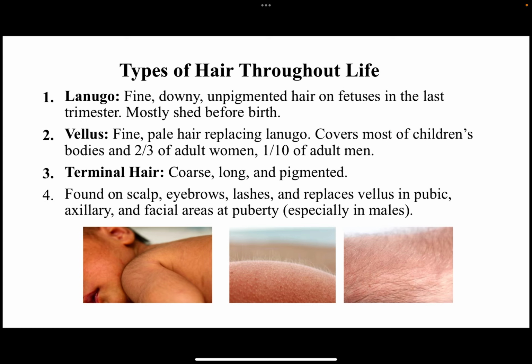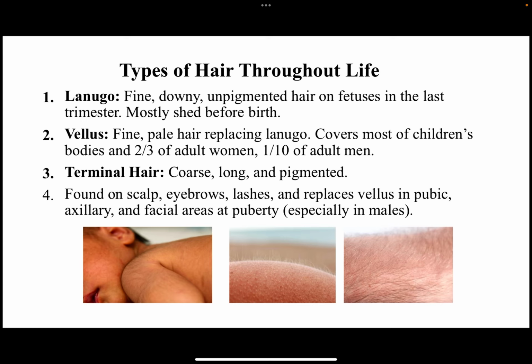Then we have the vellus hair. It's a fine, pale hair replacing the lanugo hair. It covers most of children's bodies and two-thirds of adult women, and that is what we call the vellus hair. It looks pale and it replaces the lanugo.